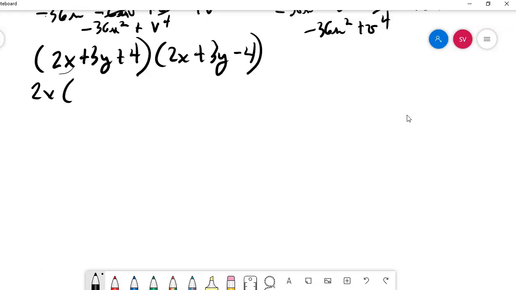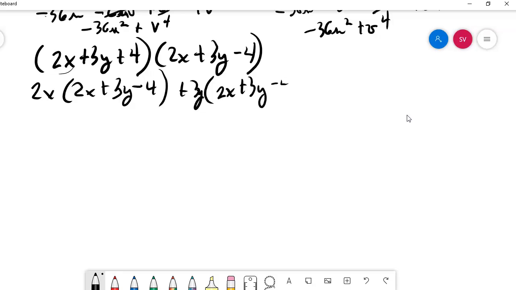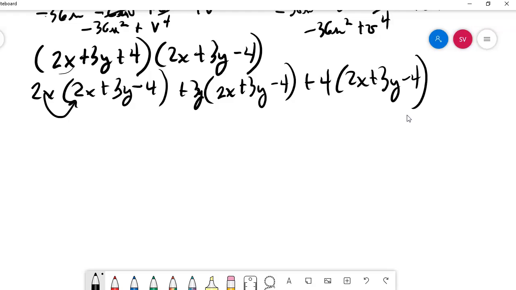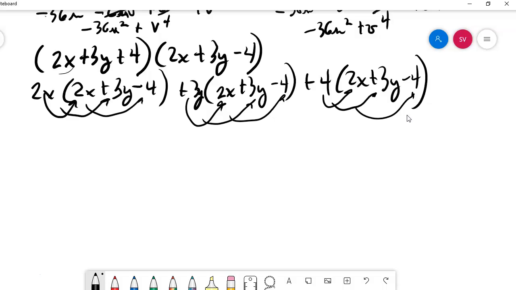So what this looks like is a 2x will get multiplied to the 2x plus 3y minus 4. Now the 3y will get the same thing done to it. And then the plus 4, the same thing. And then what you're going to do is you're going to distribute. So the dissection part is over. And now you're going to distribute by multiplication. And then you're going to combine like terms. And then you'll be all done with your problem.